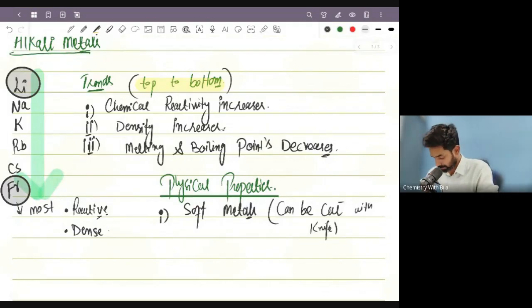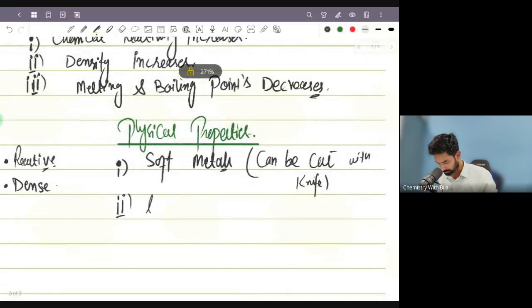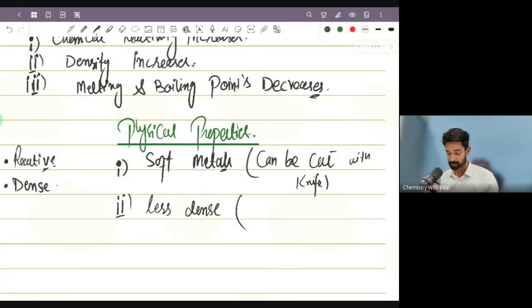So in physical properties, the first one is, they are soft metals. Soft enough that they can be cut with a knife. इतनी soft होती हैं कि you can literally cut them with a knife. Another property is, they are less dense. They are what? Less dense. इतनी less dense होती हैं कि when you put them in water, they float over water. So that is just for reference.